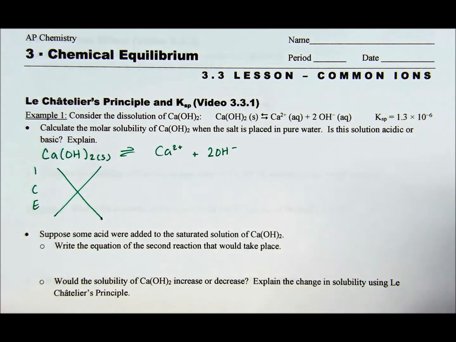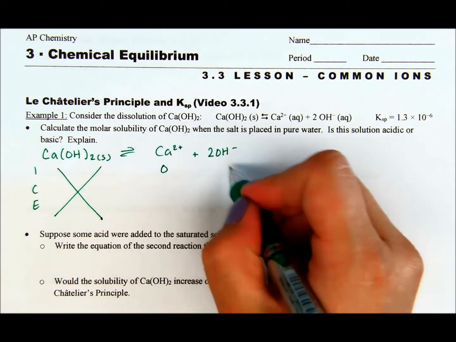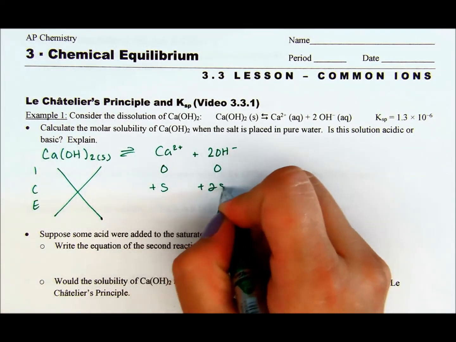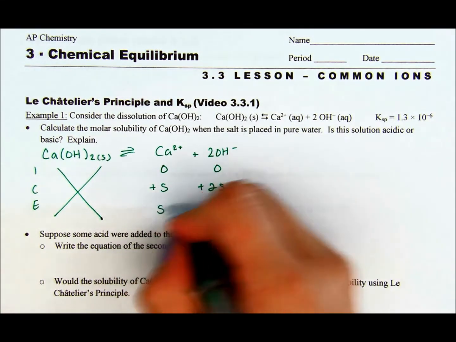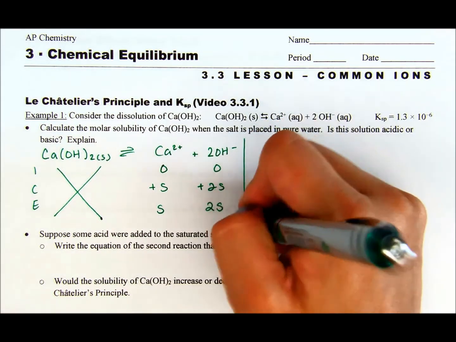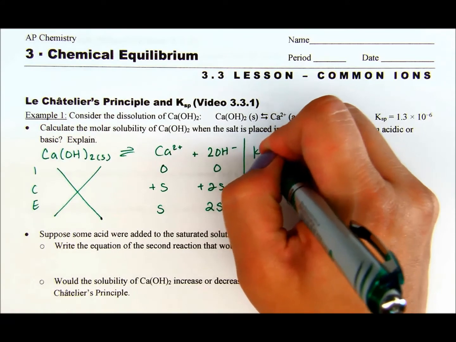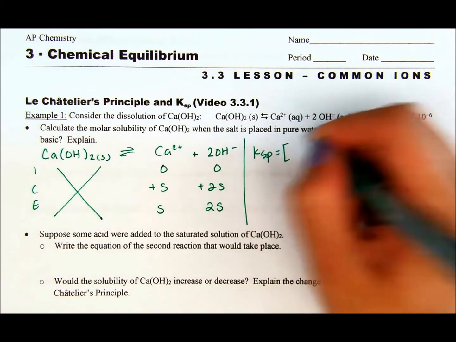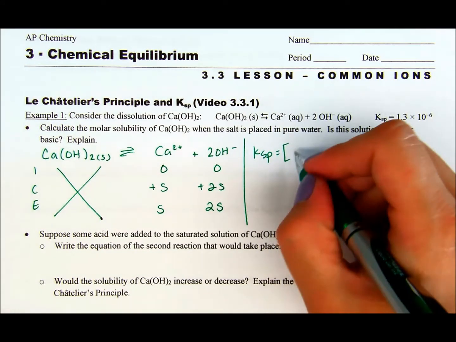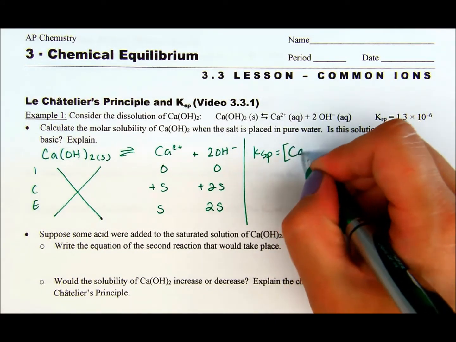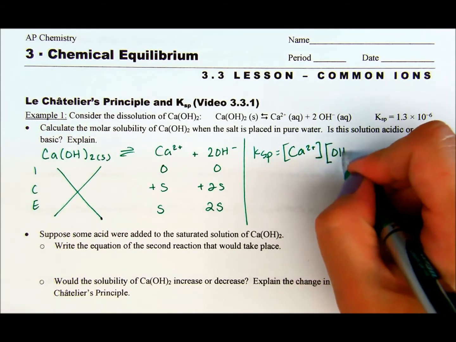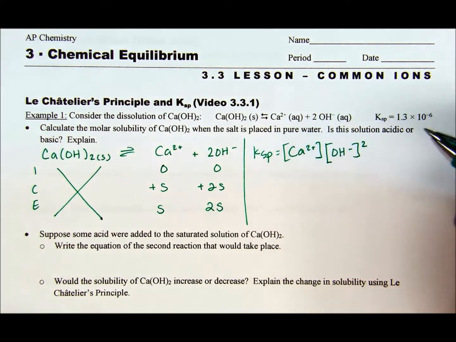We don't count solids. So our calcium, we start with none, start with no hydroxide, plus S, plus 2S for this 2, carry it down. And then ending, you have S and 2S. Same thing we've been doing before. Ksp equals the concentration of our calcium. Remember, we don't care about our solids in our Ksp equation. So our calcium 2 plus times the concentration of hydroxide squared for that 2.